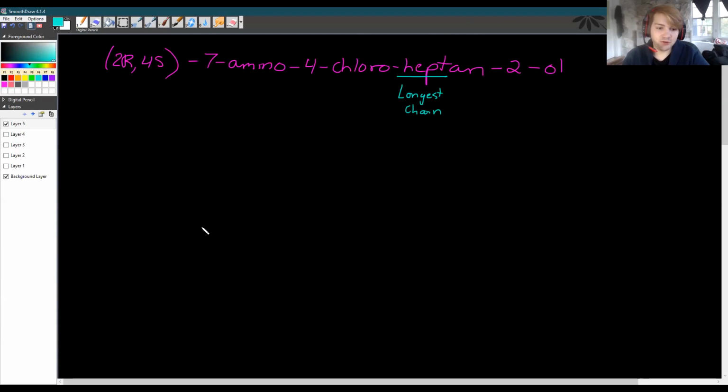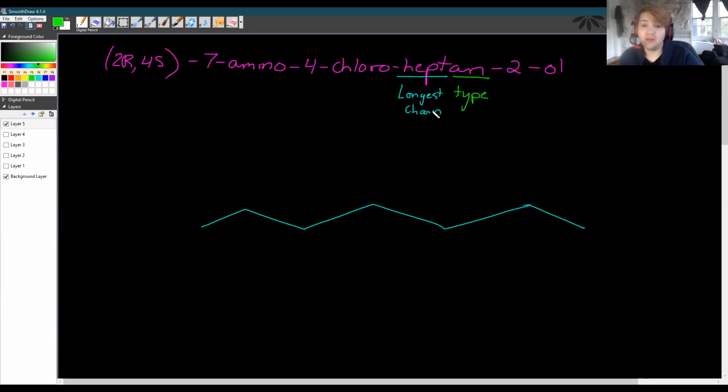So what I should do is draw 7 carbons, right? 1, 2, 3, 4, 5, 6, 7. And what do I notice as well is that I have AN afterwards. So this tells me the type of chain. AN tells me it's an alkane, so I only have single bonds going on. I don't see any double bonds anywhere.